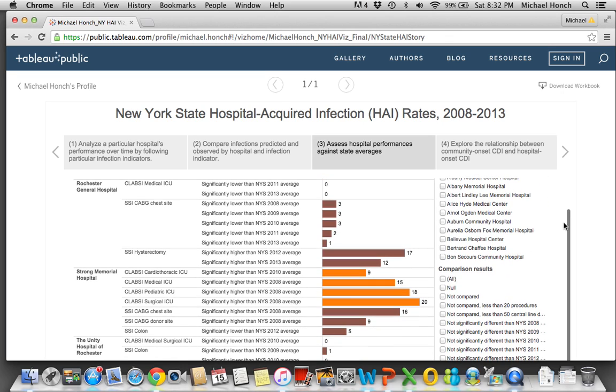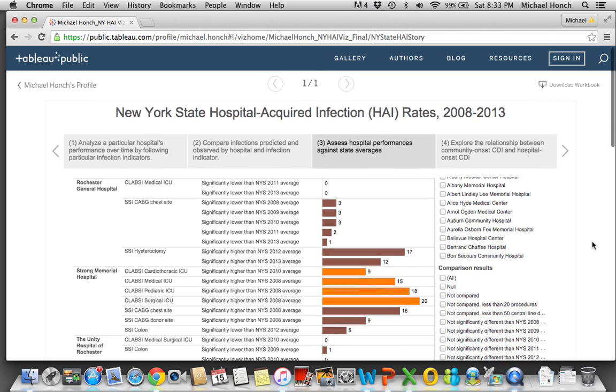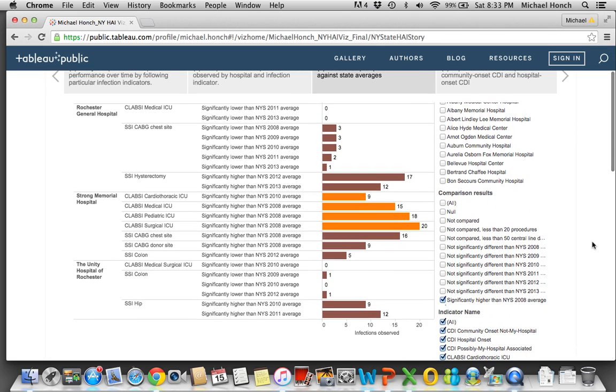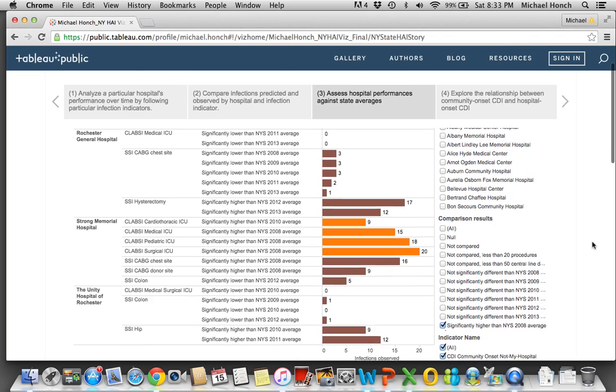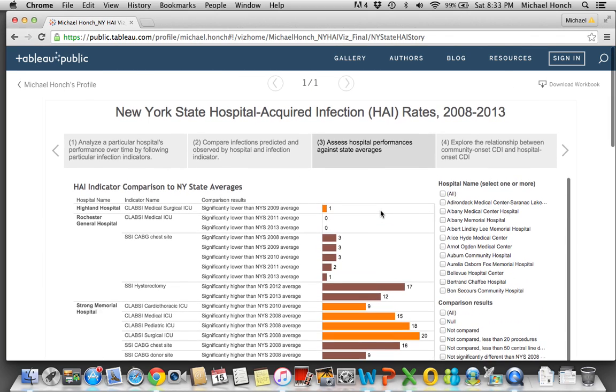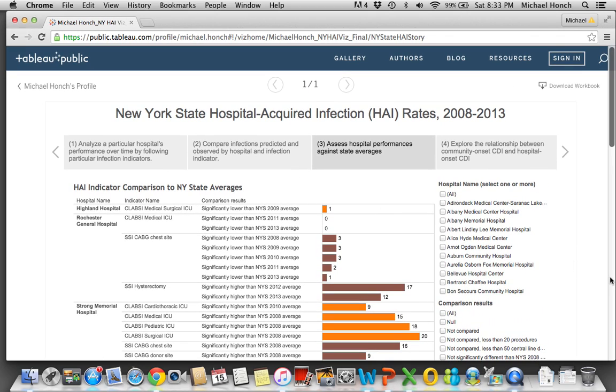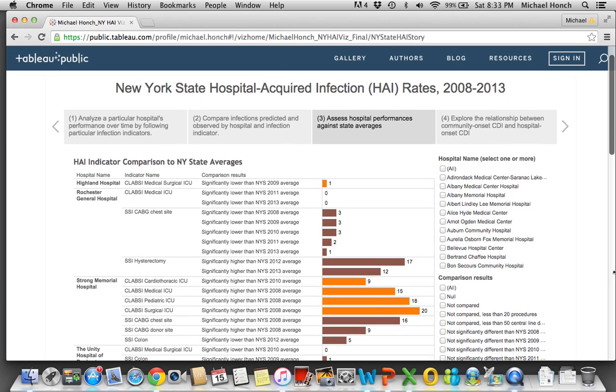The third visualization here uses a bar chart to compare HAI indicators to New York State averages. This allows a user to identify when and where a hospital performs better or worse than the mean. And this could provide specific areas to investigate. So this filters by hospital name, comparison results, and indicator name. And what I've set up here, I'm showing some hometown pride here. I've got hospitals in Western New York where I grew up: Highland, Rochester General, Strong Memorial, and Unity.